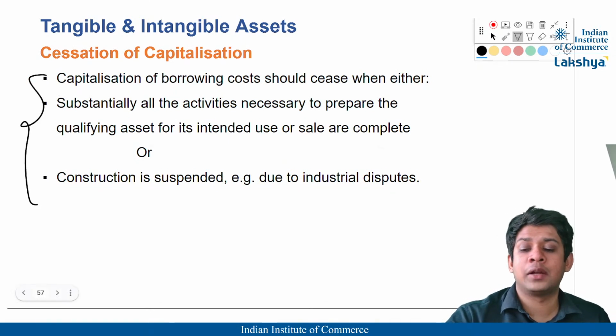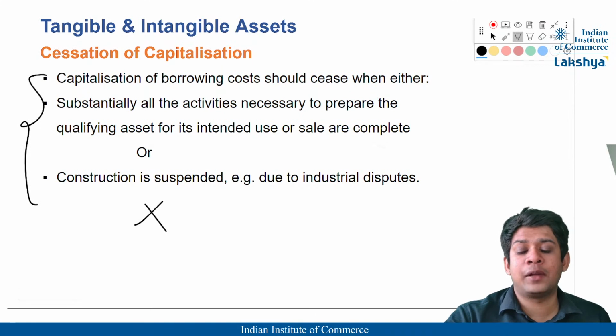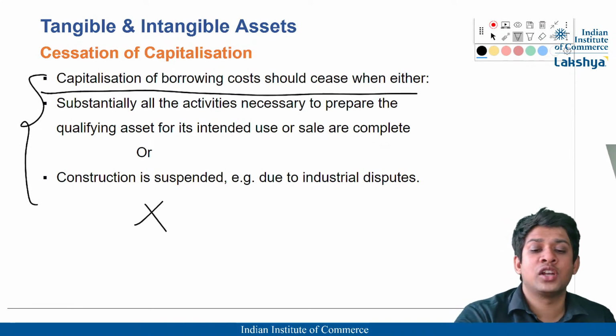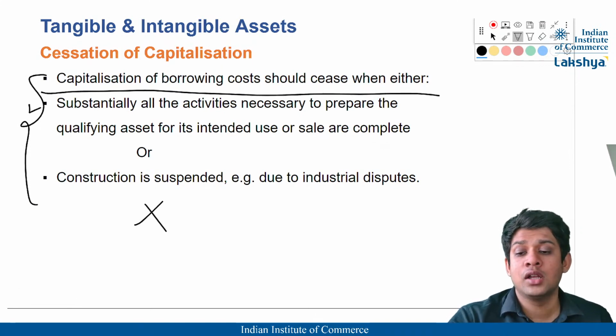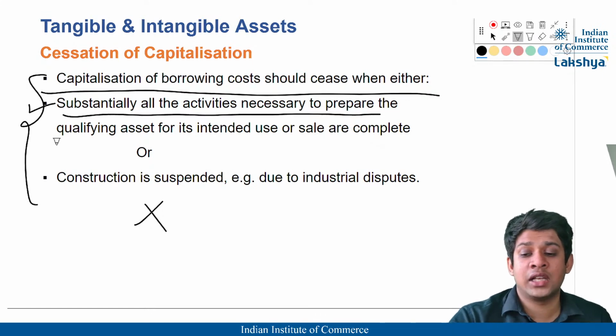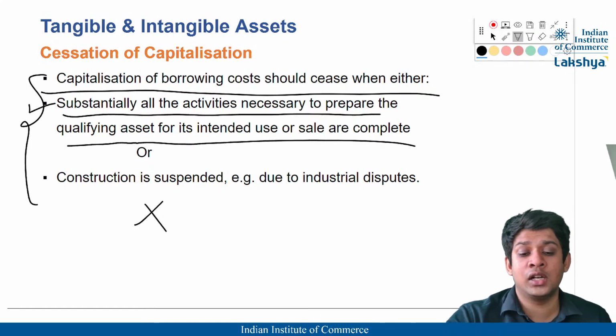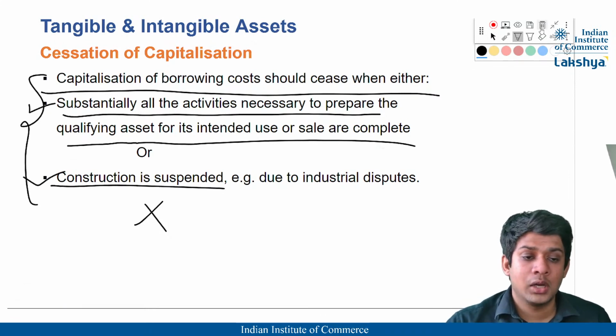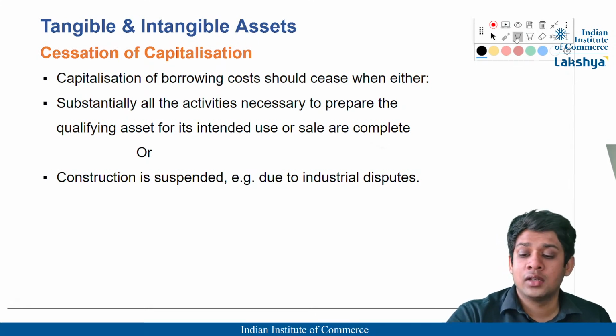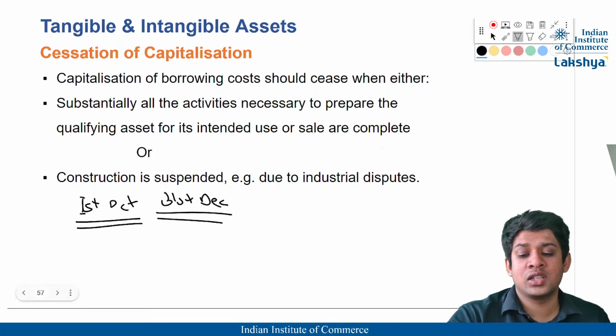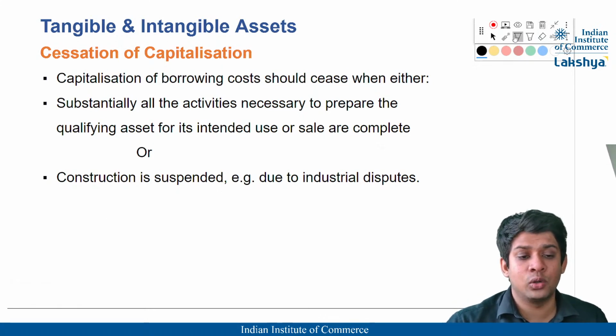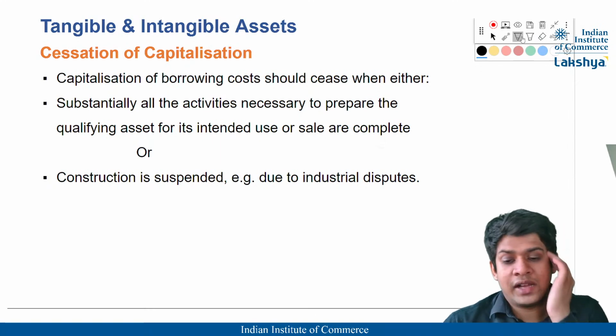Now, cessation of capitalization. When do I cease the capitalization period? Capitalization of borrowing costs should cease either when substantially all the activities necessary to prepare the qualifying asset for its intended use or sale are complete, or when the construction is suspended. Now, what they are trying to say here, maybe say my construction period began on 1st October and it got completed on 31st December. Okay, it was just a 3-month construction. Technically, I should take something as a qualifying asset, right?